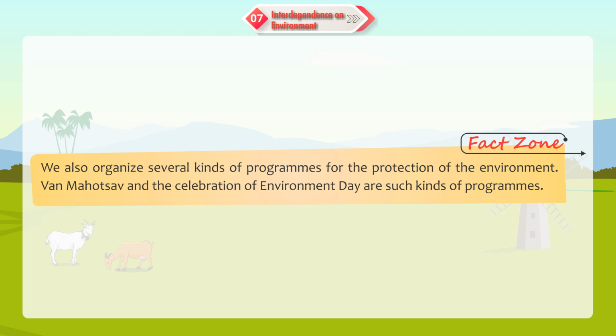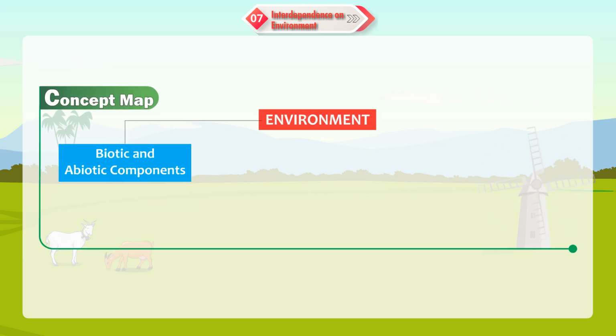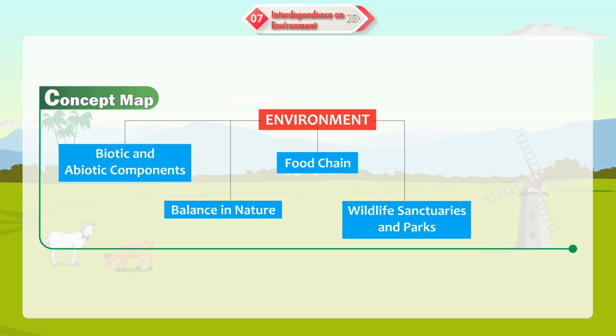Fact zone. We also organize several kinds of programs for the protection of the environment. Van Mahotsav and the celebration of Environment Day are such kinds of programs. Concept map: environment, biotic and abiotic component, balance in nature, food chain, wildlife sanctuaries and parks. Energy flowing in a food chain.